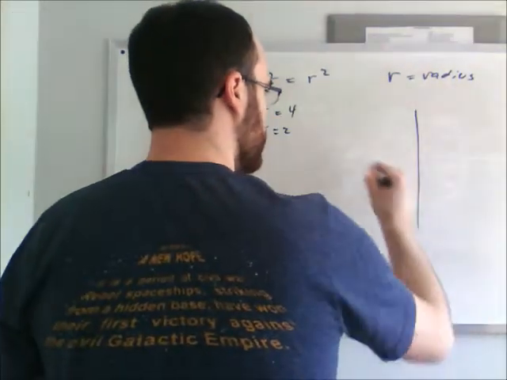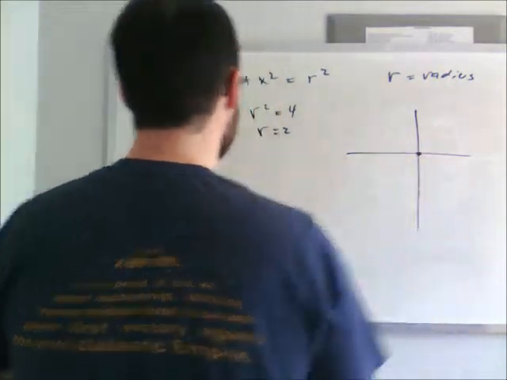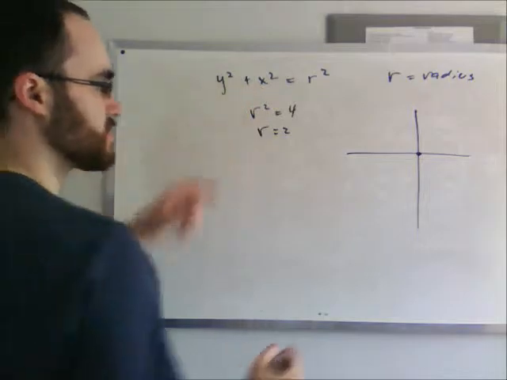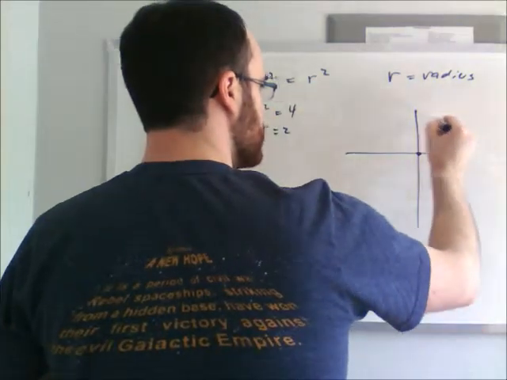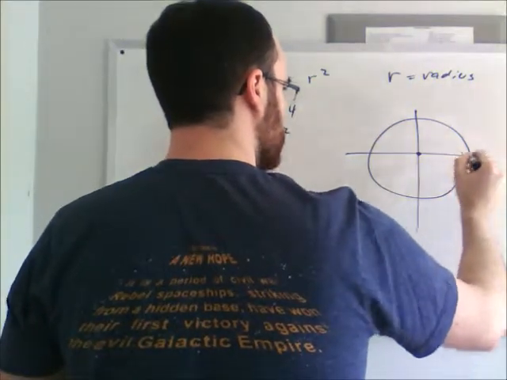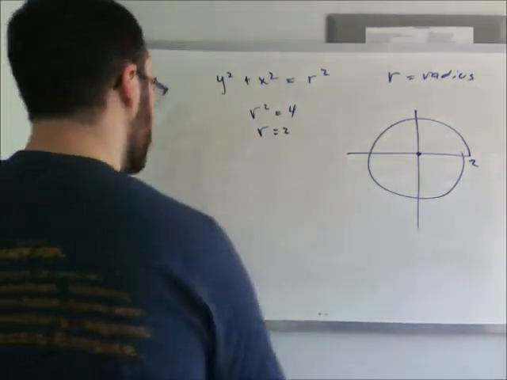So all we do is plot our points. Our middle is 0 here because there's no translation in the x or y. And then our radius is 2, so we just draw a circle around with a length of 2. And that's the easiest way to draw it.